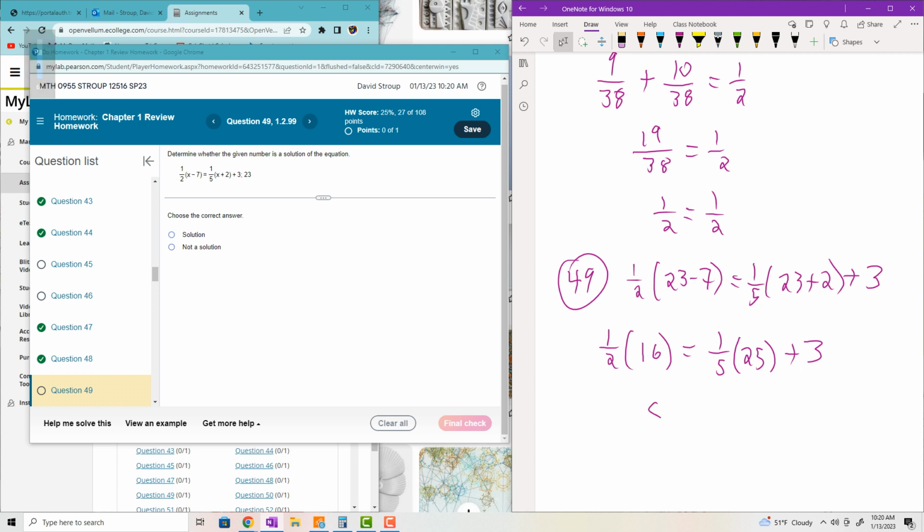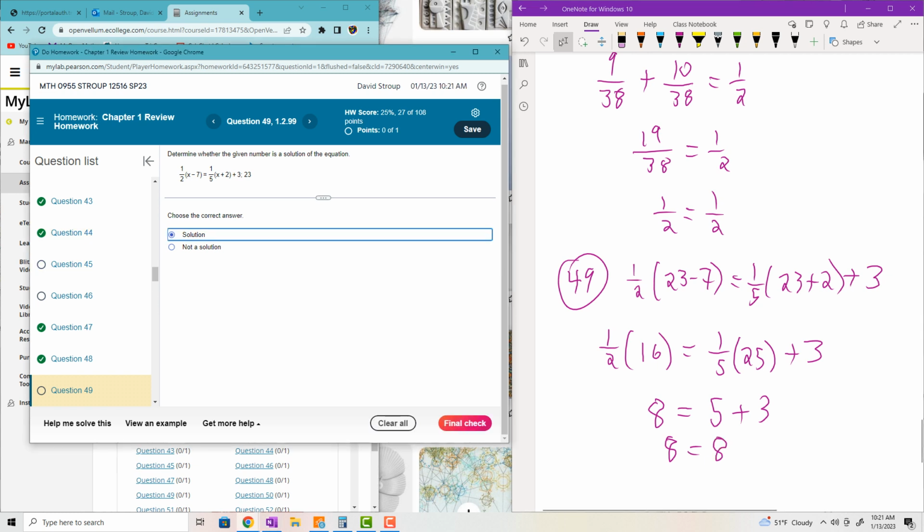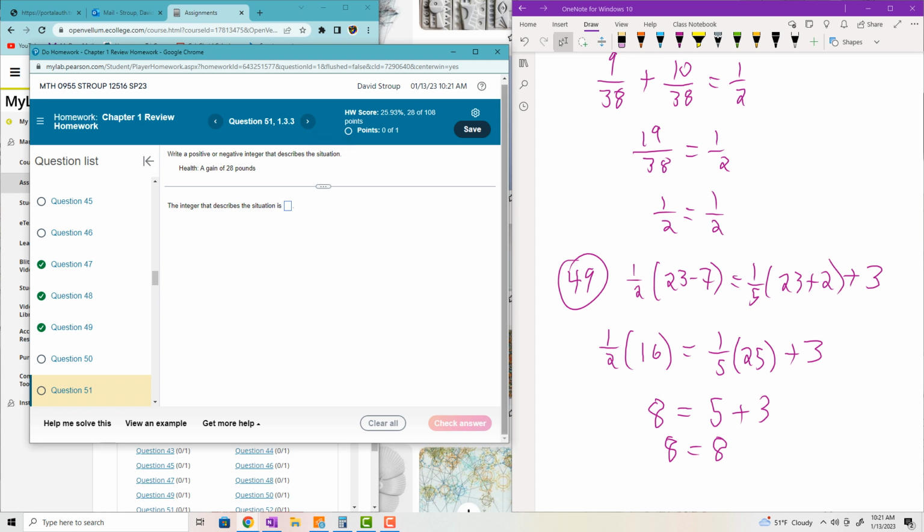1/2 times 16 is 8. 1/5 times 25 is 5. Plus, oh, that one works. So 8 equals 8. It is a solution. Yay. Okay, another nasty one here. I'll leave that one for you.